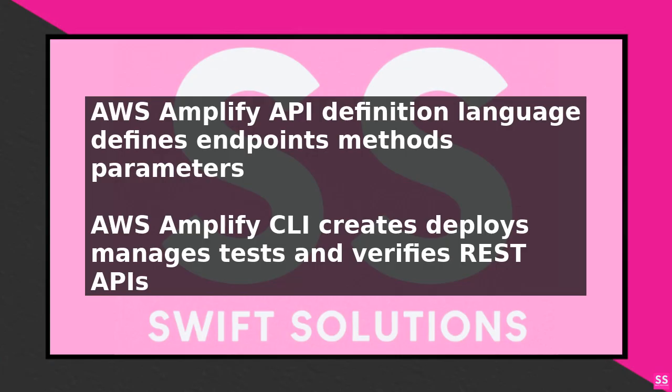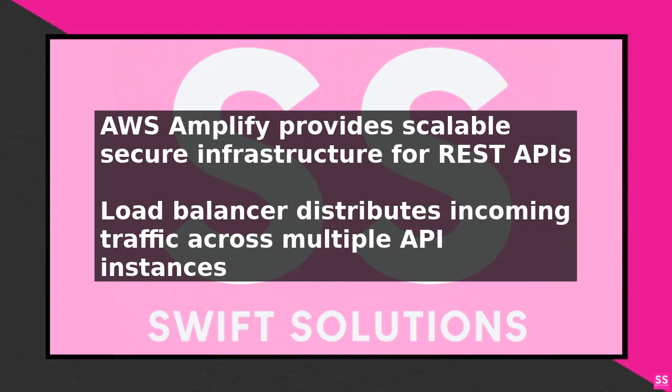One of the key benefits of using AWS Amplify to build your REST API is that it provides a scalable and secure infrastructure. Your API will be deployed to a load balancer, which will distribute incoming traffic across multiple instances of your API. This ensures that your API can handle a large volume of requests without becoming overwhelmed.